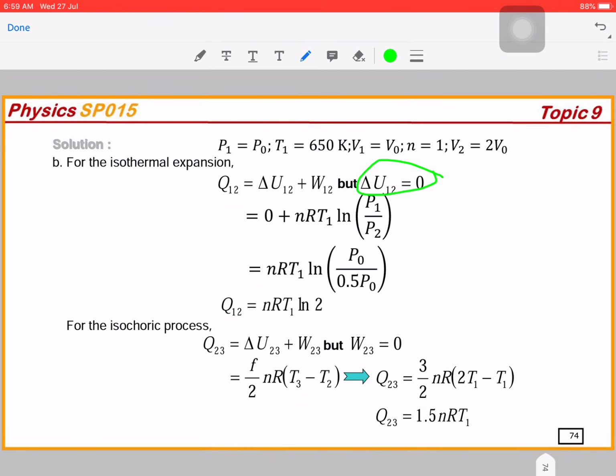Untuk isochoric process, okay, from 2 to 3, we have delta U plus W. But since it is isochoric process, okay, there is no change in W. W kita kosong. Okay, sebab isochoric process means there is no change in volume. So, W is 0. So, just insert equation for U, F over 2 nRT, T3 minus T2. In this case, our F is 3. So just insert everything. You have Q23 is 1.5 nRT.